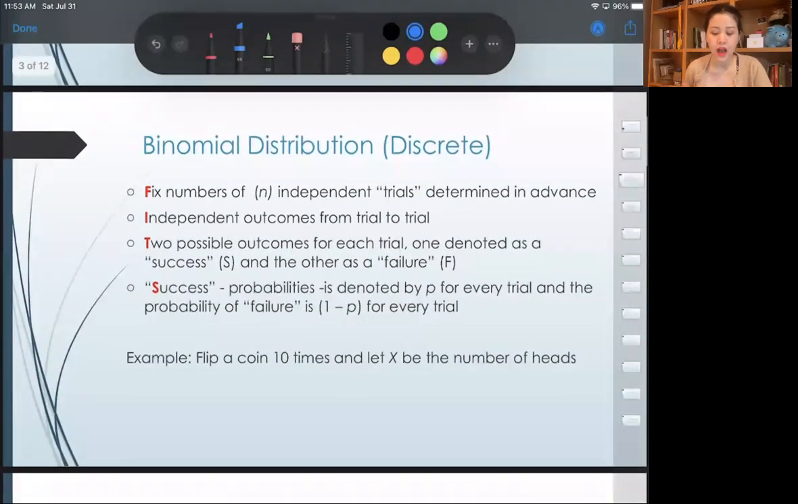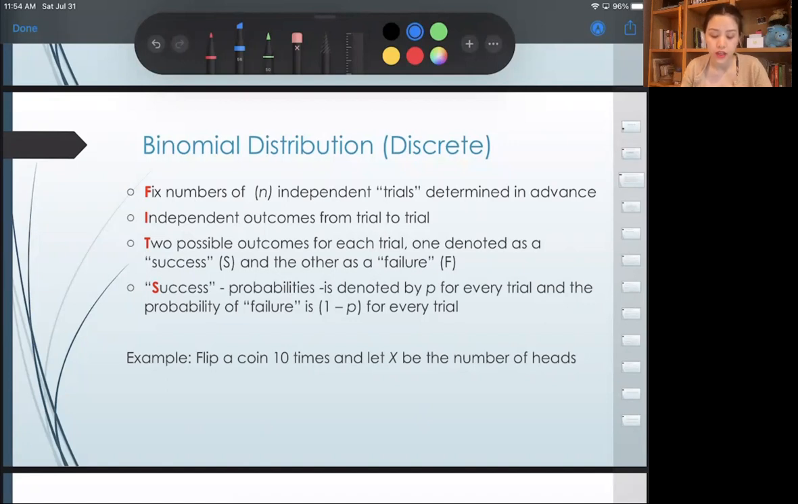Okay. How do I recognize if an event is binomial distribution? So there are certain things that you can look for. First, I'm going to go back to my example of flipping a coin. So flip a coin 10 times and let X be the number of heads. So this means I'm assigning head to be my success. Okay. So here I claim that this example has a binomial distribution.